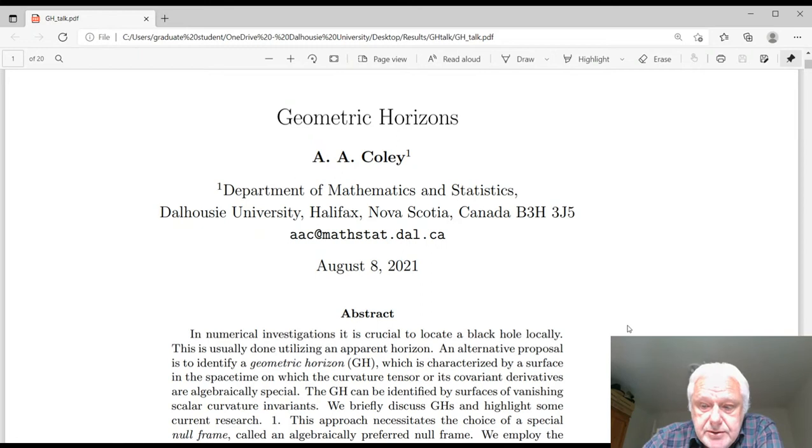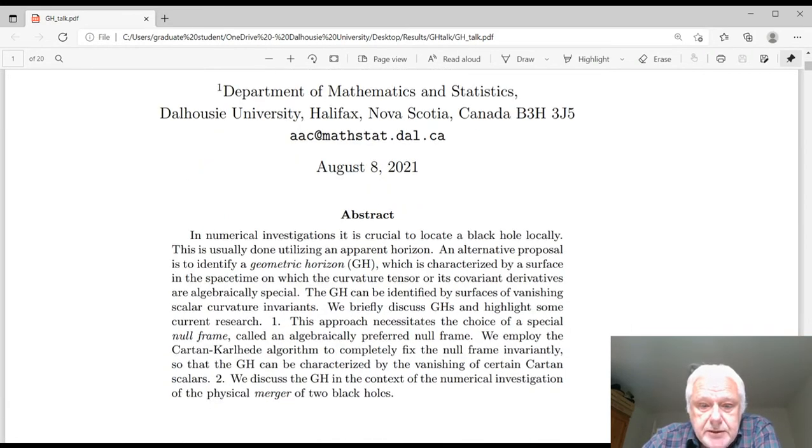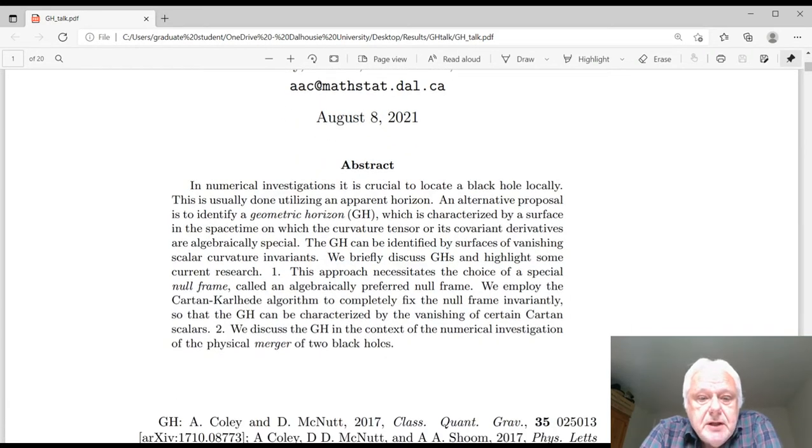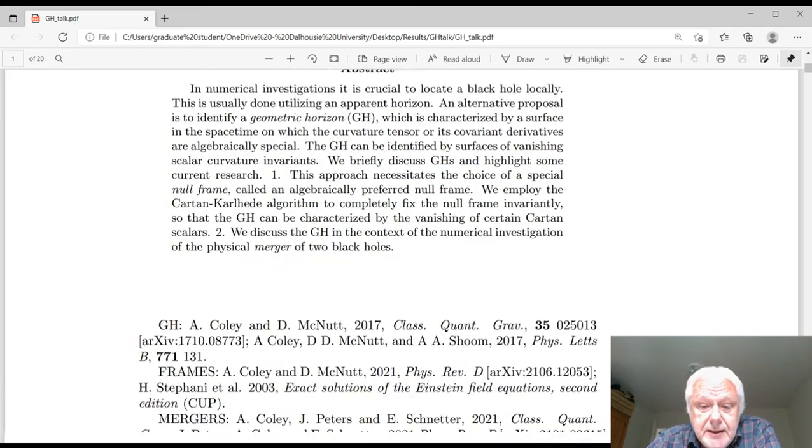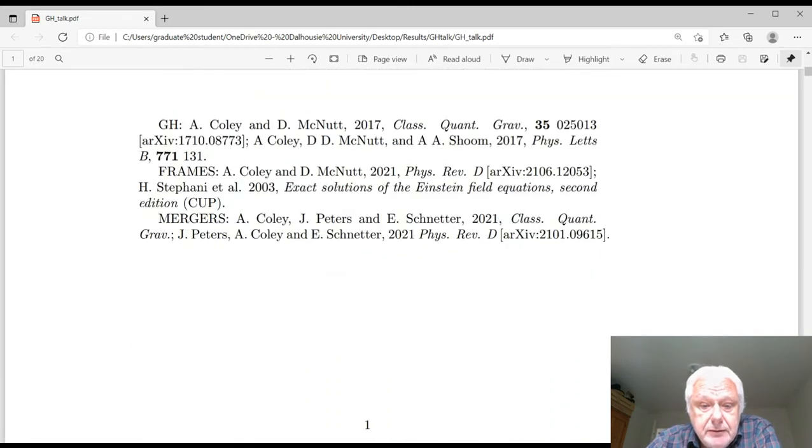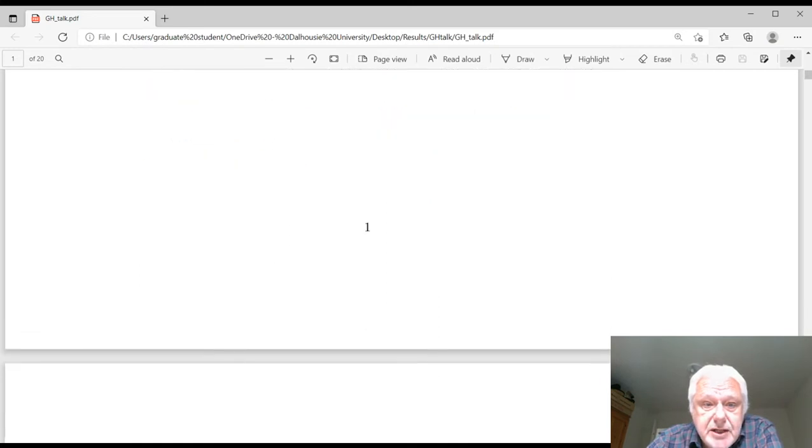And in the talk, as you can see from the abstract, I'm going to try to do a couple of things. A very, very brief introduction, overview of geometric horizons, what I mean by a geometric horizon. And secondly, two aspects, two areas of current research that I'm interested in. The first is theoretical, and the second is application of some of these ideas to numerical integration of the merger of black holes. Here are some useful references from which the talk is taken.